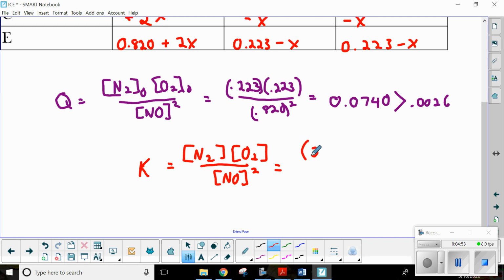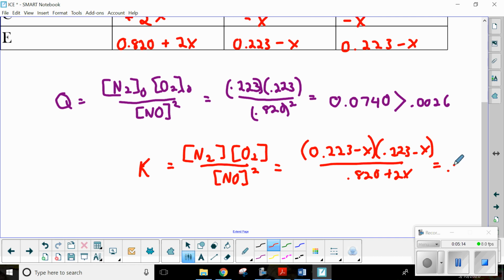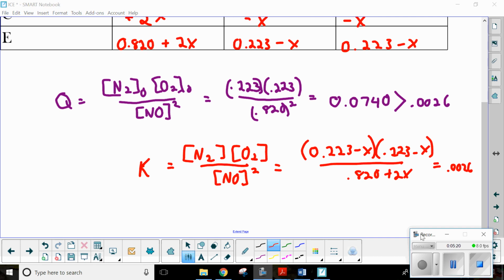I will find that this is going to be 0.223 minus x. This is going to be 0.223 minus x. This is going to be the 0.820 plus 2x. And I also know this all equals 0.0026. All right, now here's where your algebra savvy comes in.